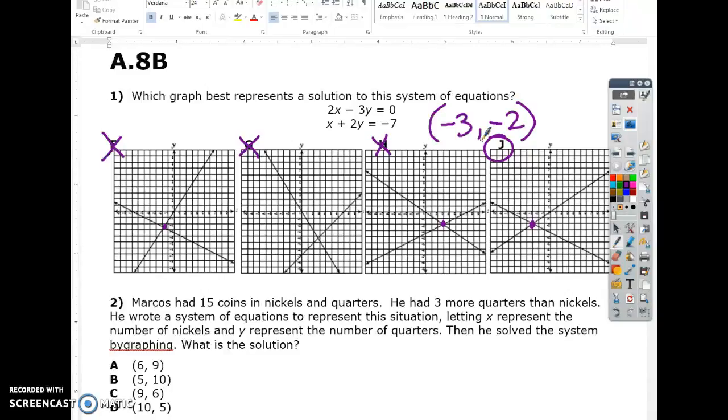If you end up, okay, let's say 2 of these have the same solution, then I'm sorry, you're going to have to solve both of them for y and graph them and see which one does it look like. Any questions?